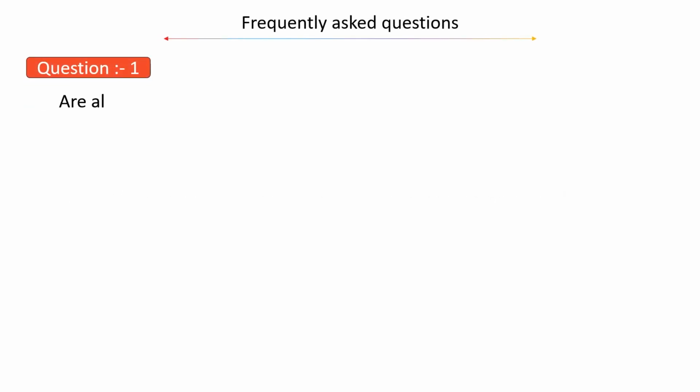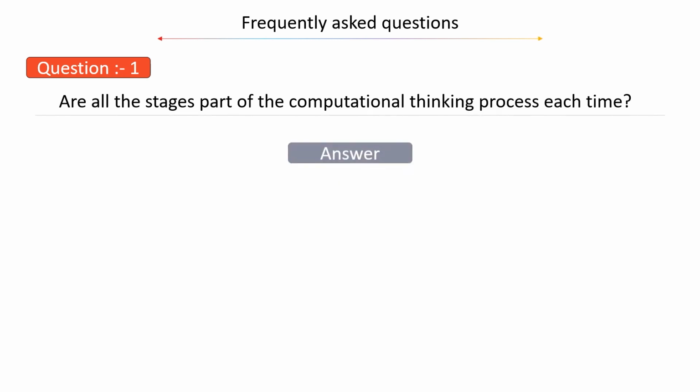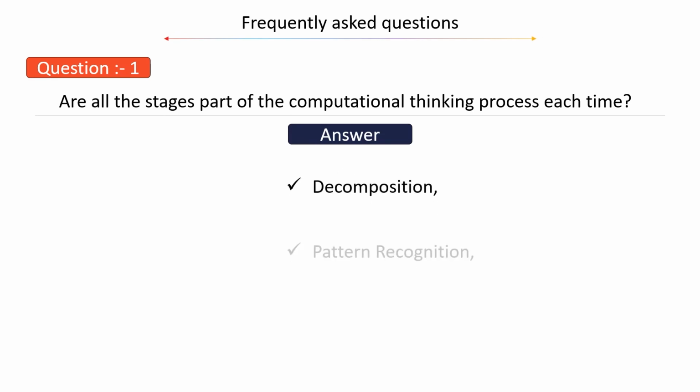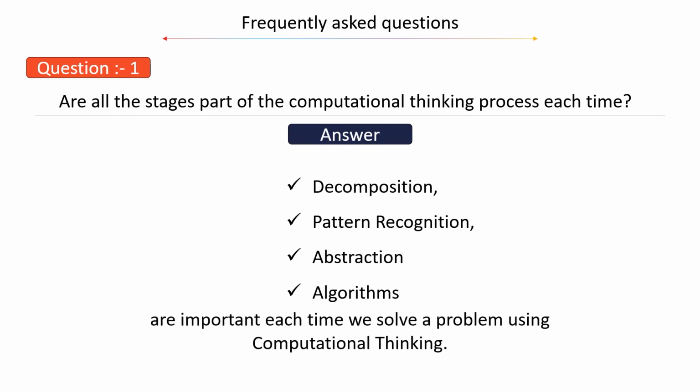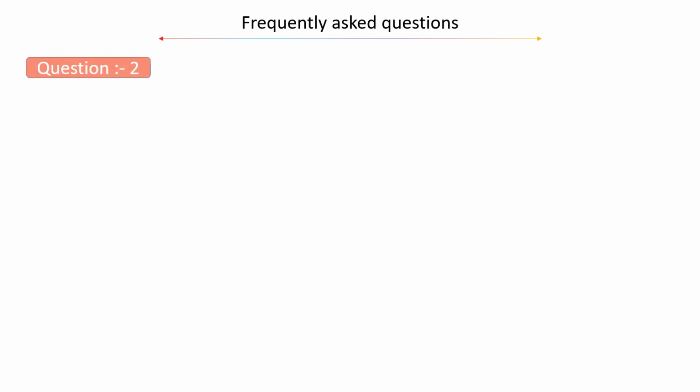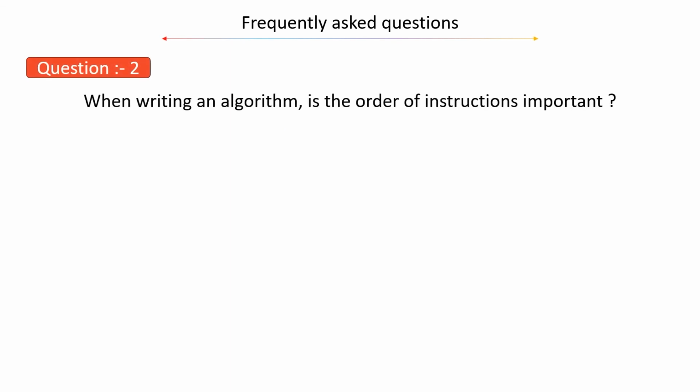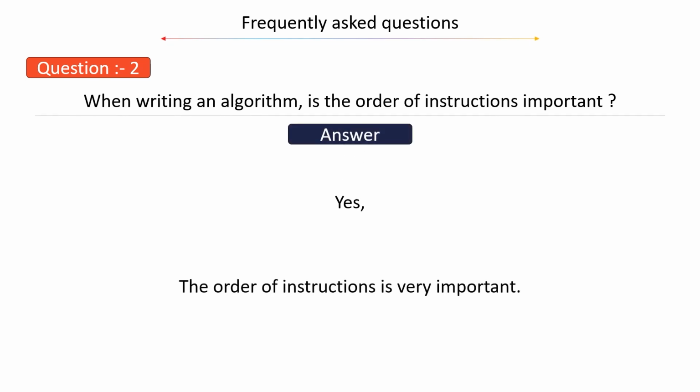Some frequently asked questions and their answers are given below. Question 1. Are all the stages part of the computational thinking process each time? Answer. Yes. All 4 stages of decomposition, pattern recognition, abstraction, and algorithms are important each time we solve a problem using computational thinking. Question 2. When writing an algorithm, is the order of instructions important? Answer: yes, the order of instructions is very important.